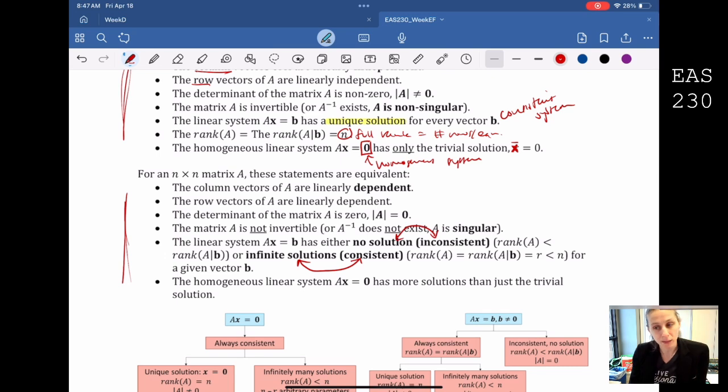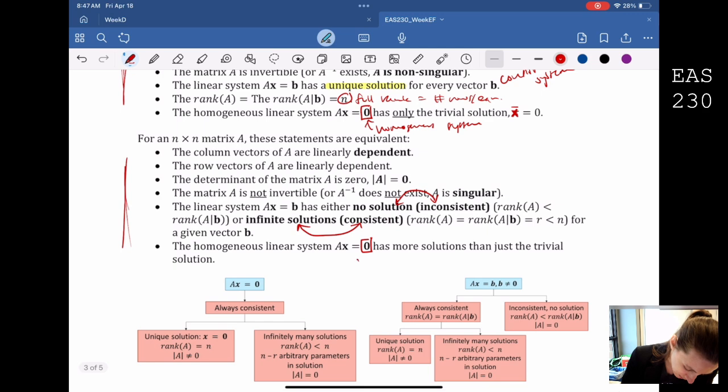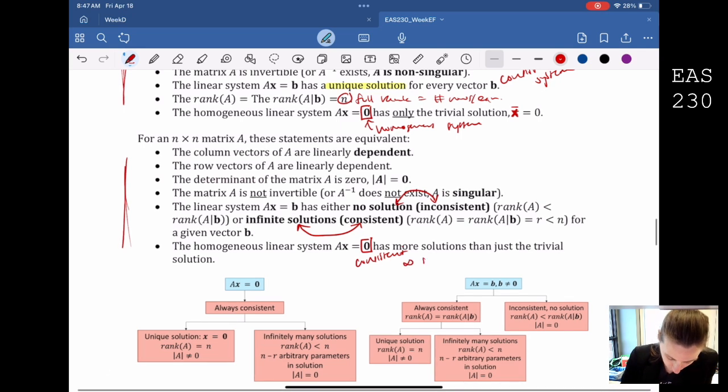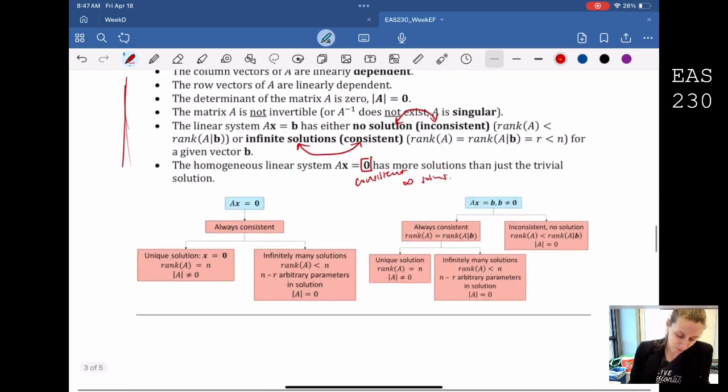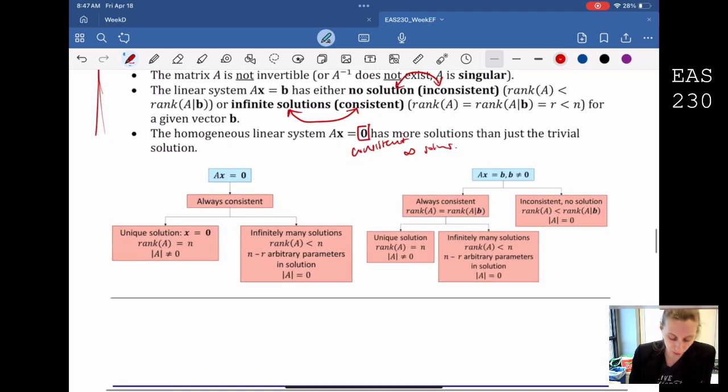And the way I can determine that is based on the rank. So I would have to do Gauss elimination in order to figure out which one I have. And then if I have a homogeneous system, so if B equals 0, then it's automatically going to be consistent, and I'm going to have an infinite number of solutions. So I've summarized this in this little graphic down here.